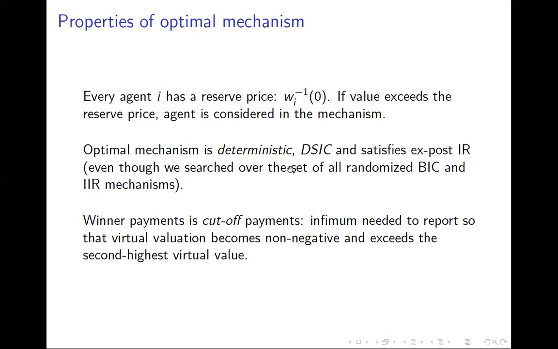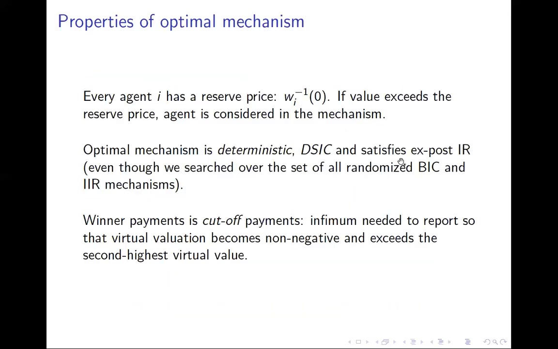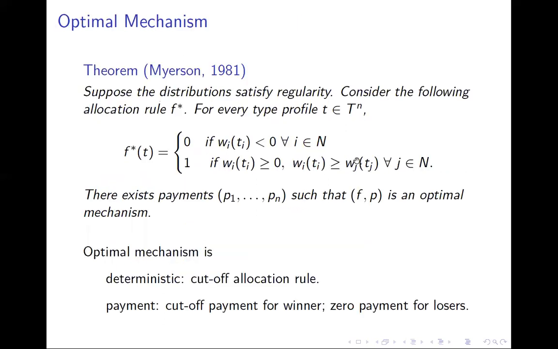The optimal mechanism is deterministic. It satisfies DSIC and it satisfies ex post IR. Even though, to start with, remember, we searched over the set of all randomized BIC and IIR mechanisms, the optimal mechanism is very special. It is deterministic, it is non-decreasing, and it satisfies ex post IR. Okay, so the payments that we constructed satisfy ex post IR.